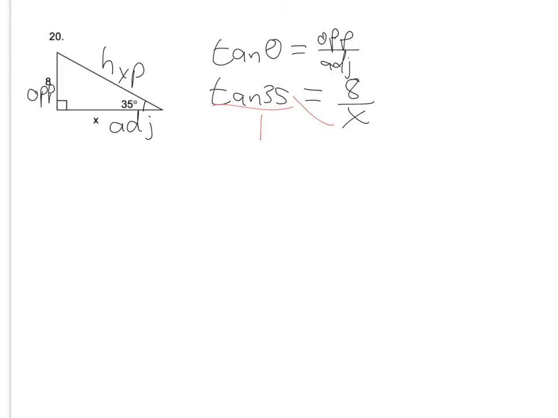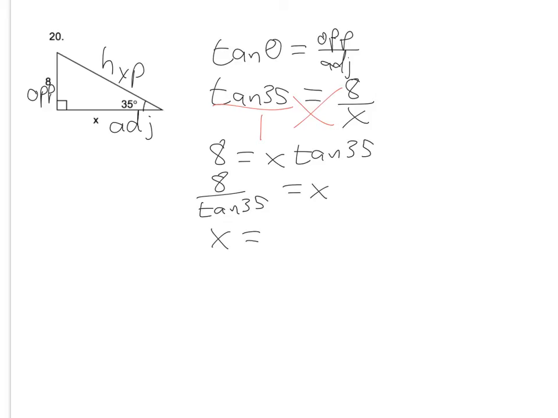Cross multiply once again, and I get that 8 equals x tangent of 35. So dividing both sides by tangent of 35, I find that 8 over tangent 35 is equal to x. So I solve that and get that x is equal to 11.4. And there we have it.